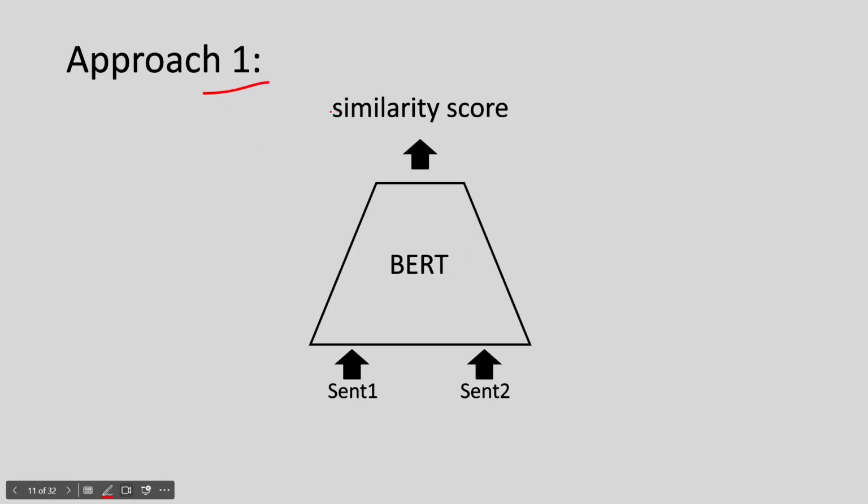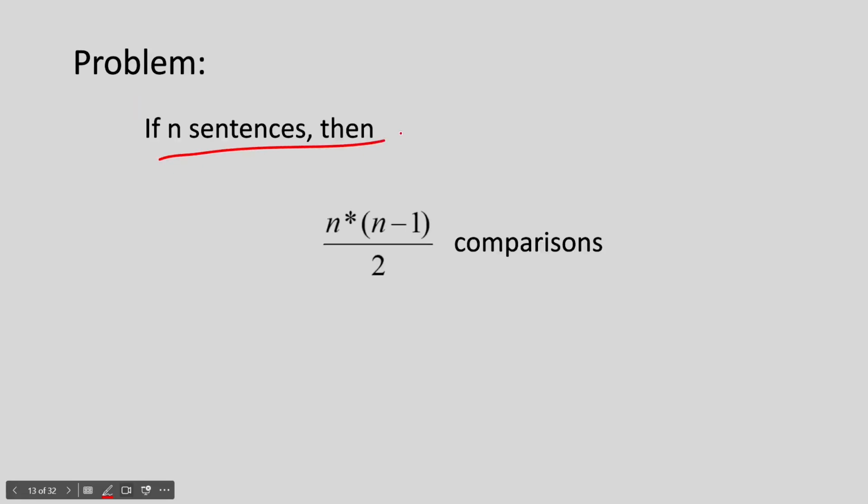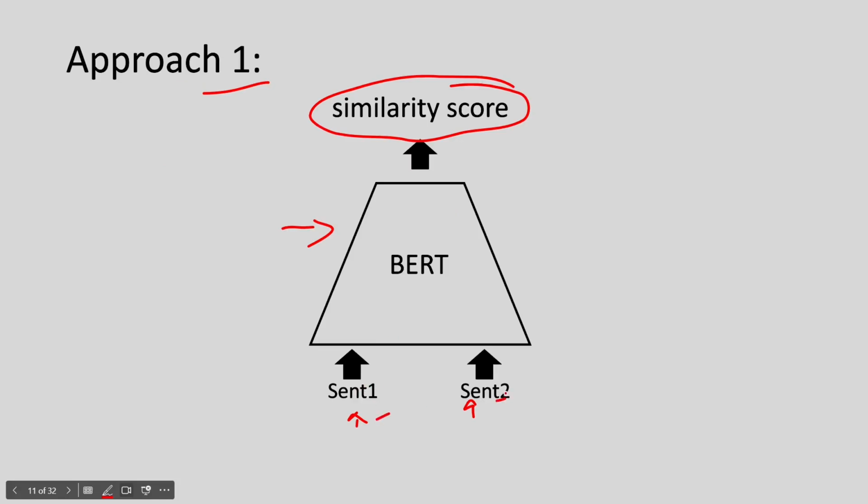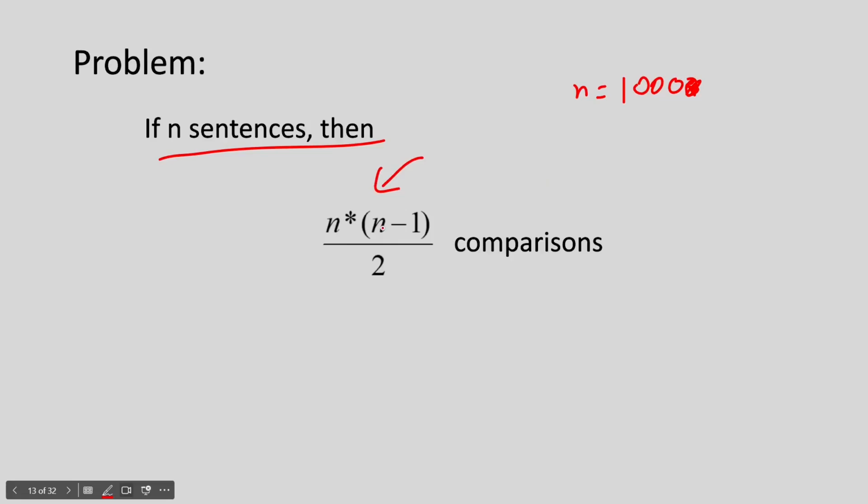So let's quickly discuss the first approach. As I said, you take the first sentence and the second sentence, you give them to the BERT algorithm and then predict a similarity score. Now I'm not getting too deep into the implementation, but what I can tell you is that there is a problem with this approach. If there are n sentences, and n is large, let's say 1,000, then how many comparisons do you have to do? Remember, this takes a pair of sentences, so it is n(n-1)/2, which is O(n²), which means if n is 10^3, then comparisons will be 10^6.